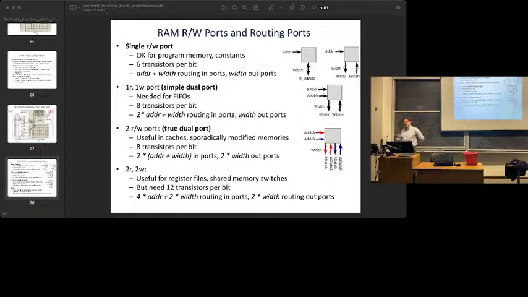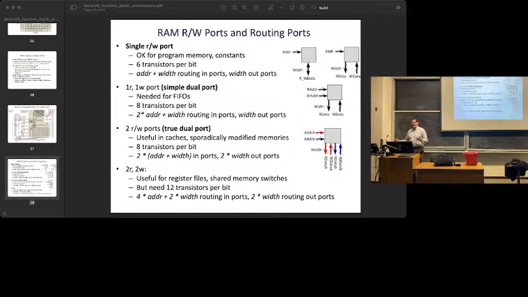Okay, and then we could do more. We could do 2 read ports and 2 write ports. So that would be called, sometimes it's called simple quad port. Okay, it's 4 ports, but with some restrictions. So we'll call it simple quad port. This has actually been done in at least a couple FPGAs. So it is useful for register files. I told you register files can have a lot of ports.